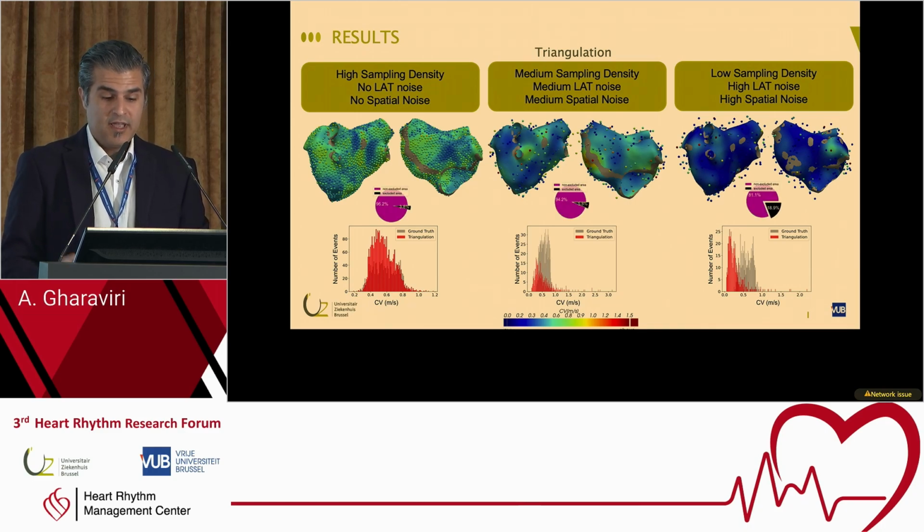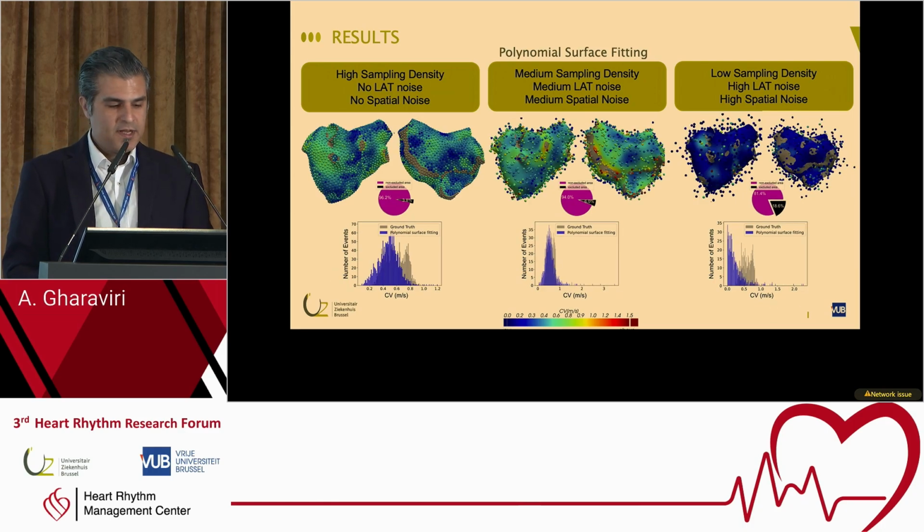Also, if you want to use the divergence method to exclude the areas with wave collisions, you see that the gradient doesn't work if you start to increase the noise. By increasing the noise, you have to exclude further and further the area of the tissue in which you calculated your conduction velocity.